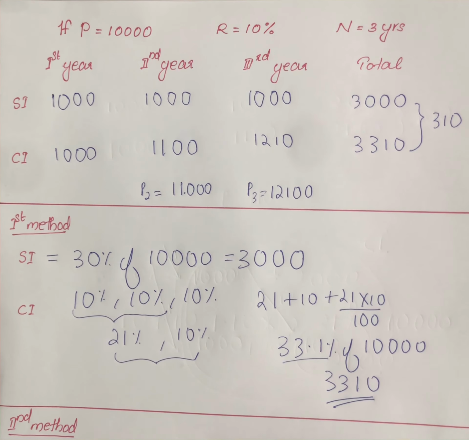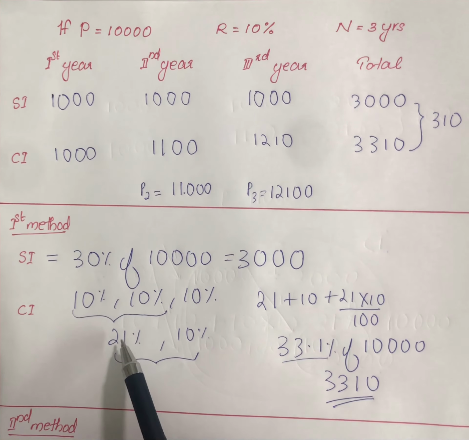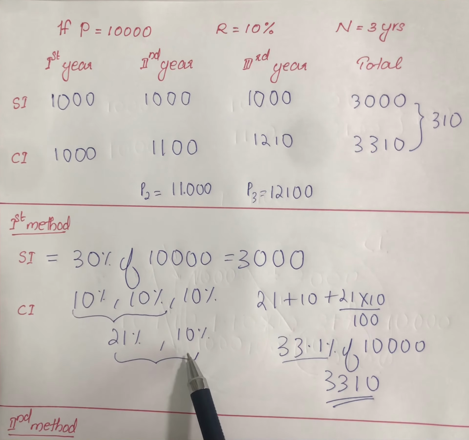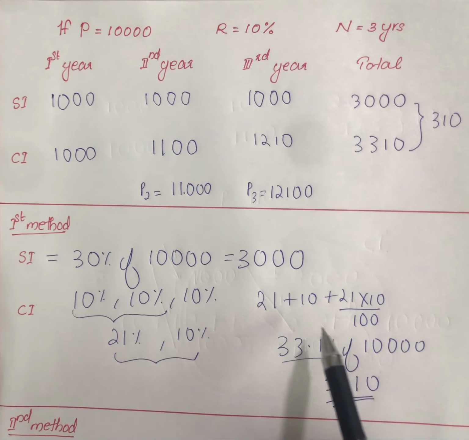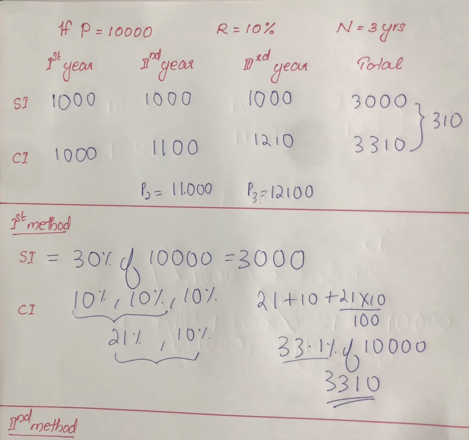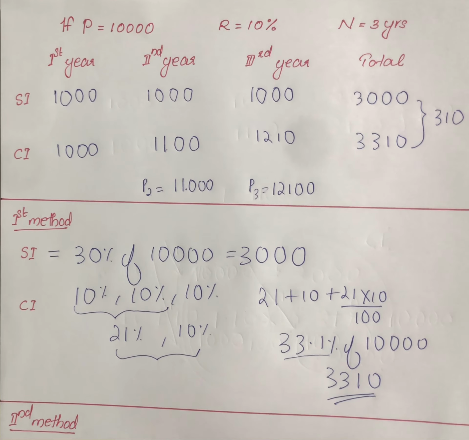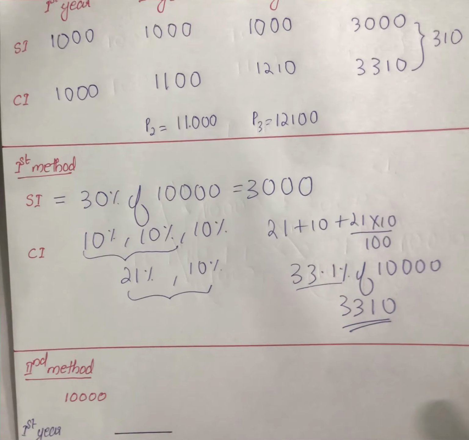Okay, that is simply you can only do two at a time. So first I take these two 10s, I got a result, and that is taken net with the next rate, 21 plus 10 plus 2.1, 33.1% of the principal, which is 10,000. So you got 3310. Now moving on to the second method.